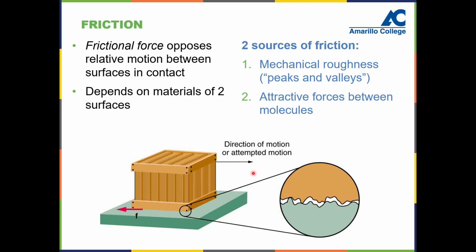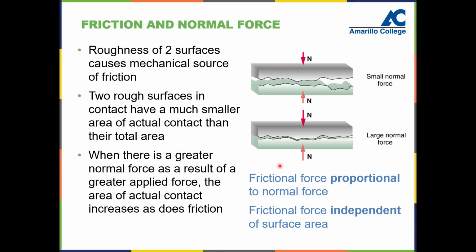The other source that we have for friction is on the microscopic scale, which is actually the attractive forces between the molecules. Let's start talking about these two sources of friction and what they mean when we talk about mechanical versus molecular interactions between surfaces.